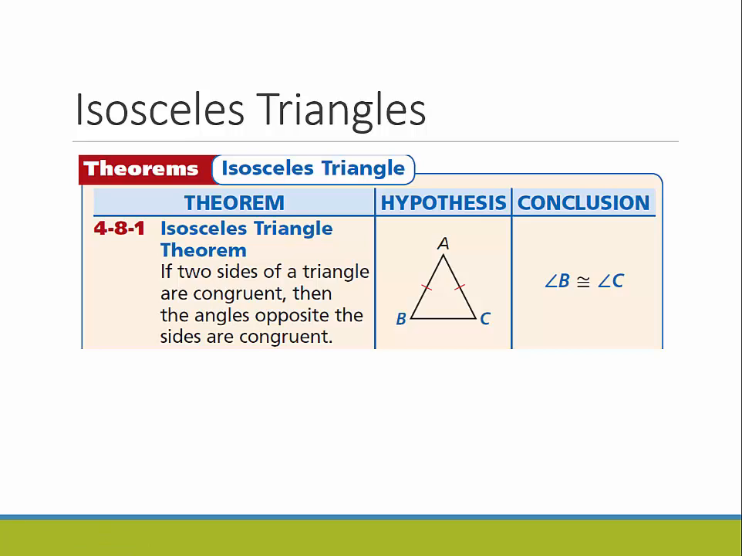So we have a theorem just special for isosceles triangles, and it says if two sides of a triangle are congruent, then the angles opposite the sides are congruent. So these base angles down here have to be congruent if these sides are congruent. So it's kind of a special theorem, a special shortcut that we have.